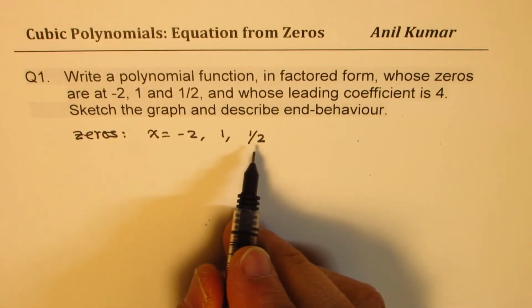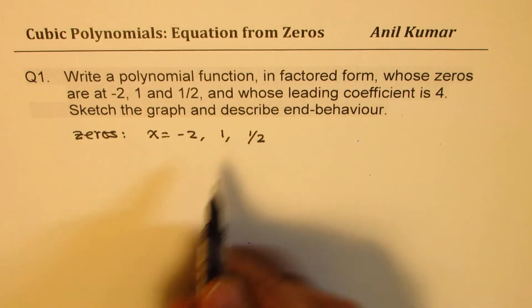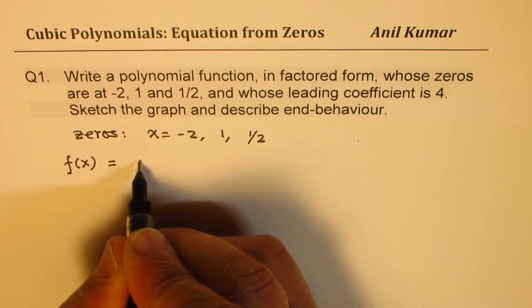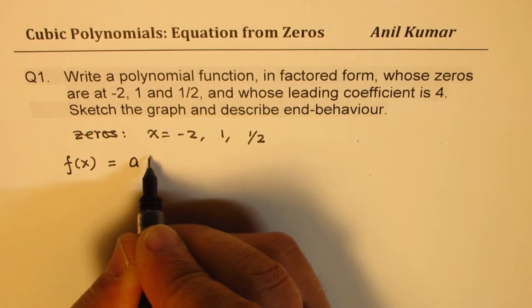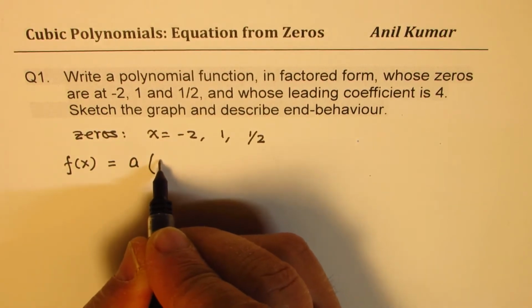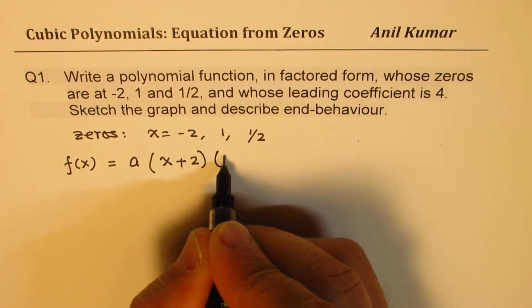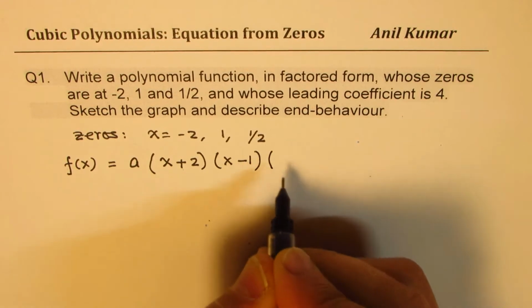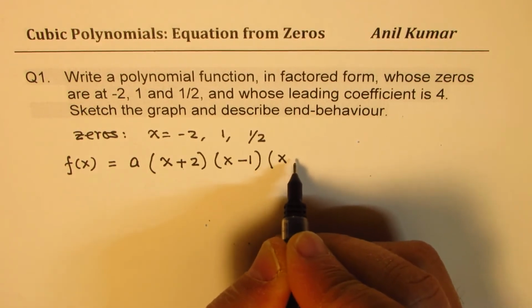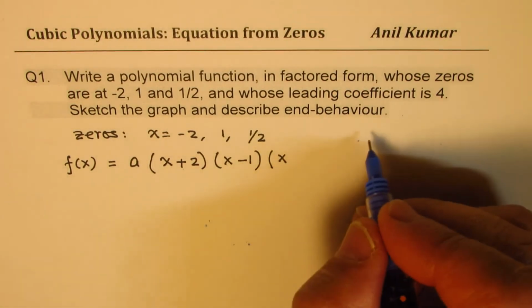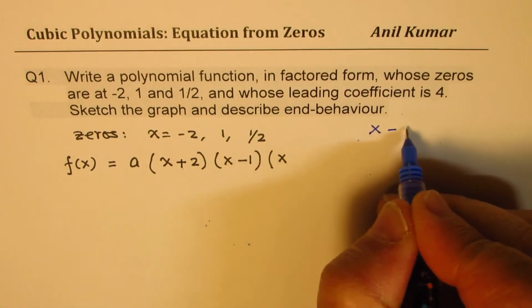Now since these are the three zeros, that is our x1, x2 and x3, we can write the function f of x as equal to a times, now a is important to write, I'll explain you why, (x minus minus 2, that brings us x plus 2, right? (x minus 1) and (x minus half). Now when the root is half, we could have written x minus half also.